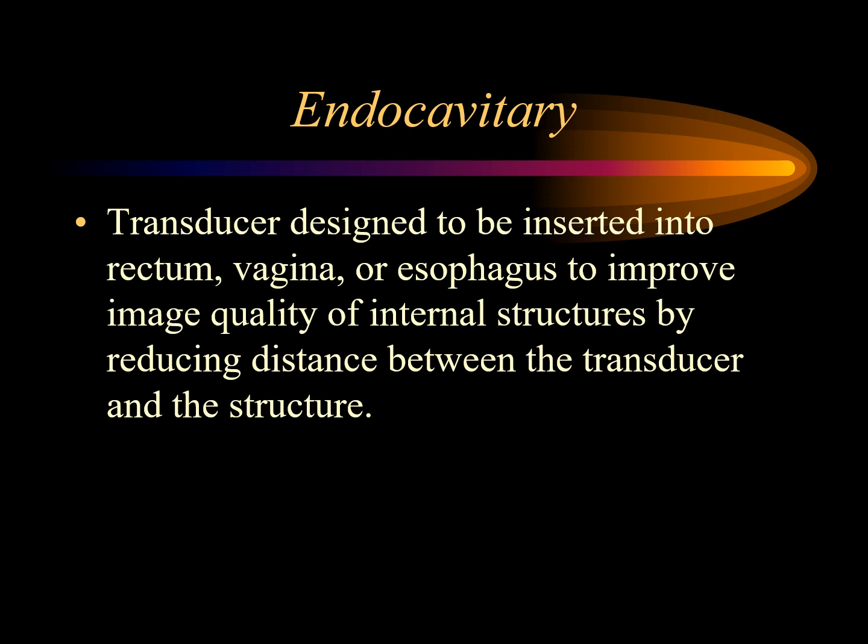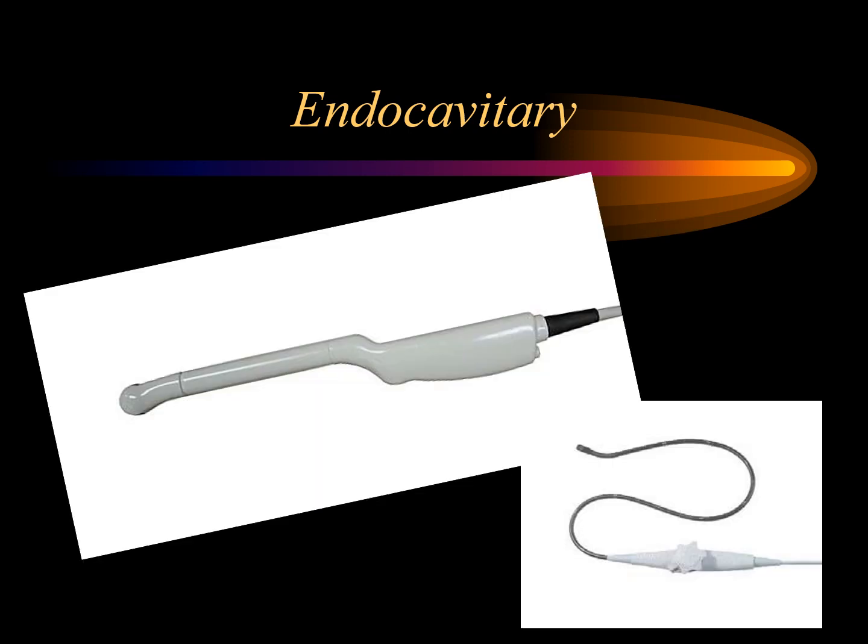Endocavitary transducers are designed to be inserted into a patient's rectum, vagina, or esophagus to improve image quality of internal structures by reducing the distance between the transducer and the structure. By using these endocavitary probes, we can get an up-close view of the different structures that we're trying to image. The probe on top is going to be used for transvaginal or transrectal scanning, and the probe on the bottom is going to be used for transesophageal scanning for imaging of the heart.